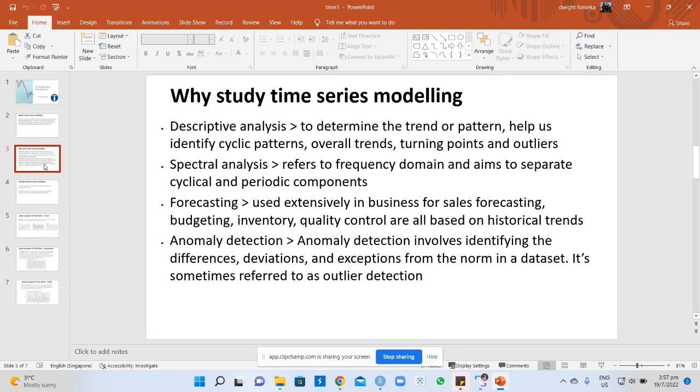And another one is anomaly detection, where we use it to identify differences, deviations in the data, understand why these strange events or extreme events occur, and looking at the data, we can predict such events if they occur in the future. That is an example of outlier detection or anomaly detection.